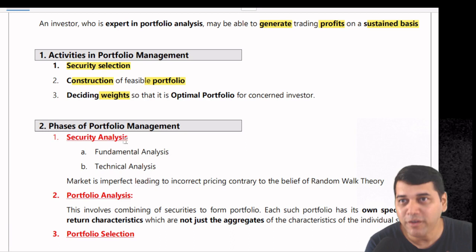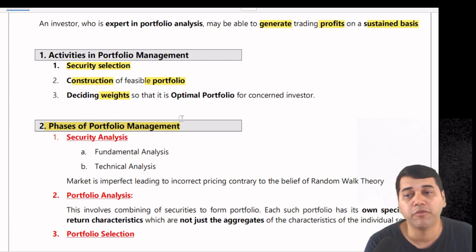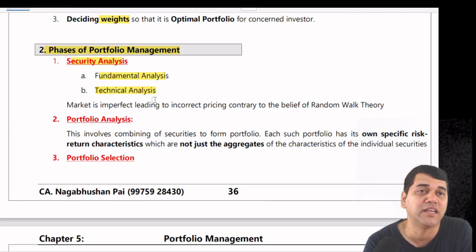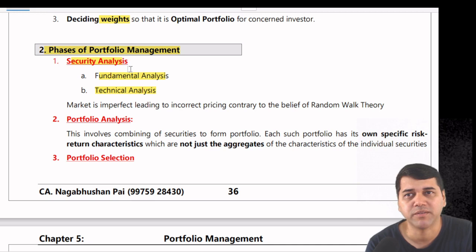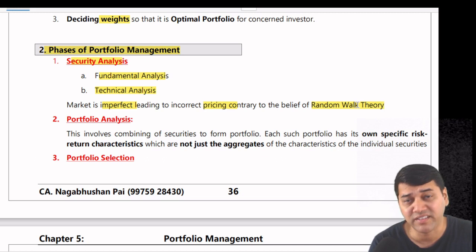Now, what are the phases of security portfolio management? It starts with security analysis, called fundamental analysis and technical analysis. For technical analysis, there is another chapter called security analysis. There we will discuss this. This security analysis is another small, theoretical chapter. Some 4 or 5 questions are there. The market is imperfect, leading to incorrect pricing, contrary to the belief of random walk theory. Now, what is this random walk theory? What is market pricing? We will discuss that in that particular chapter.